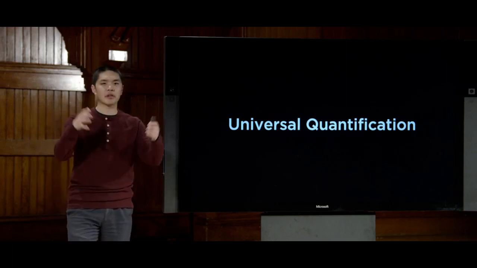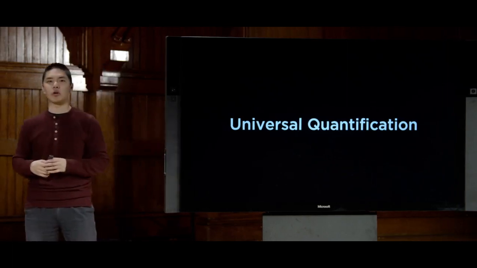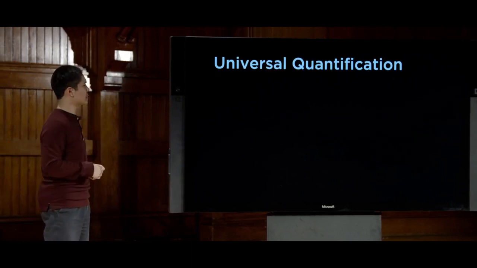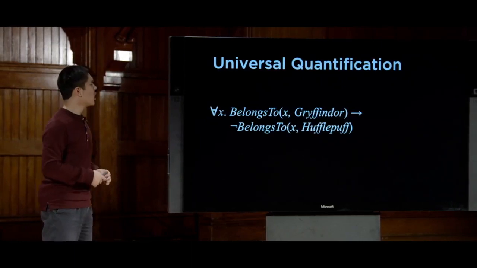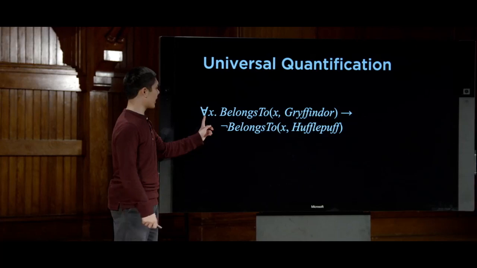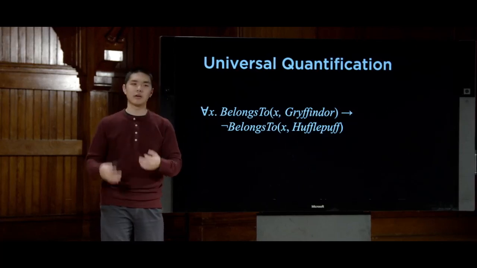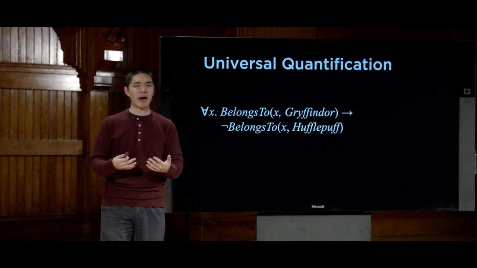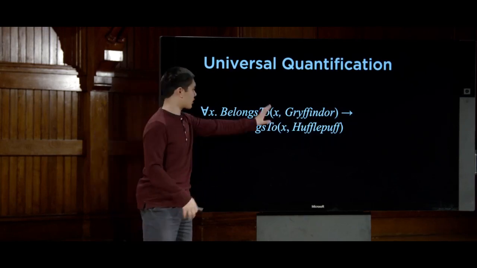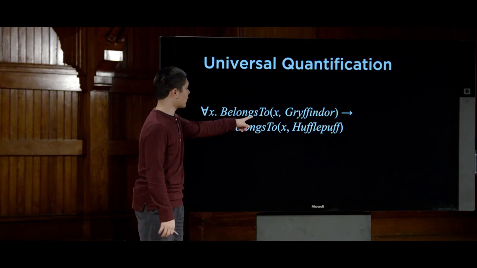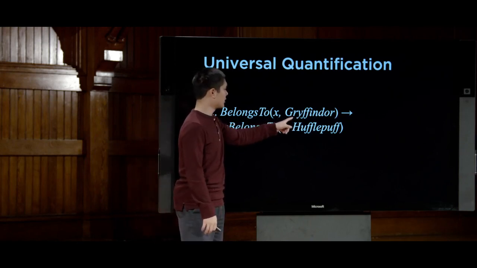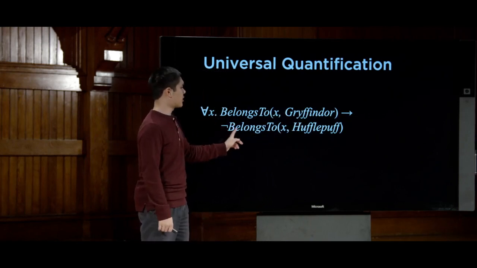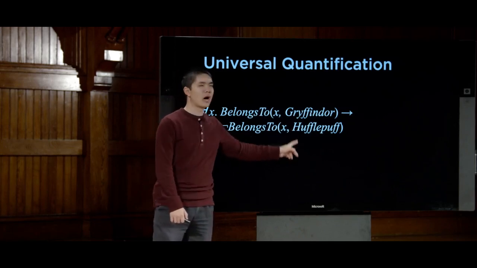Like for all values of x, some statement is going to hold true. So what might a sentence in universal quantification look like? Well, we're going to use this upside down A to mean for all. So upside down A x means for all values of x, where x is any object, this is going to hold true: belongs x Gryffindor implies not belongs x Hufflepuff.